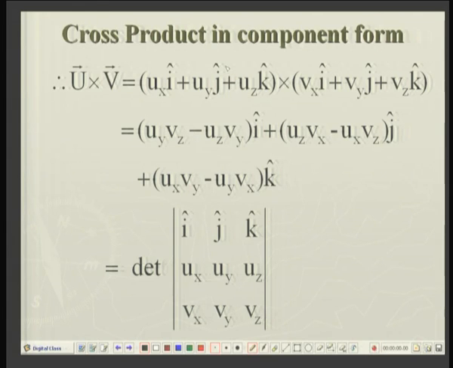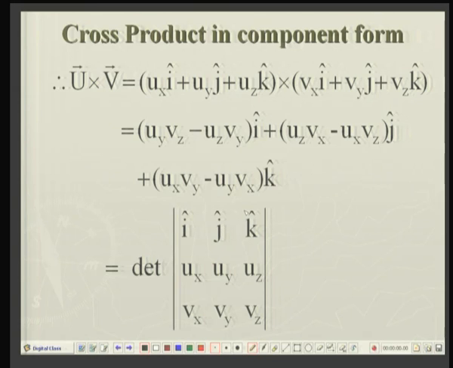And this whole expression can be very easily checked to be equivalent to the determinant of a matrix. And which is this matrix? The first row consists of the unit vectors i, j, k. The second row is the components of the first vector u, and the third consists of the components of the second vector v.